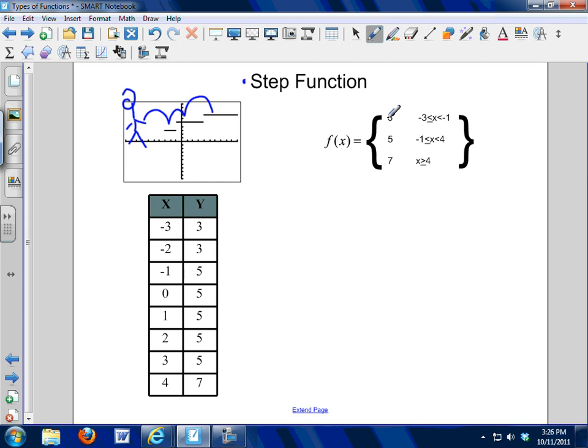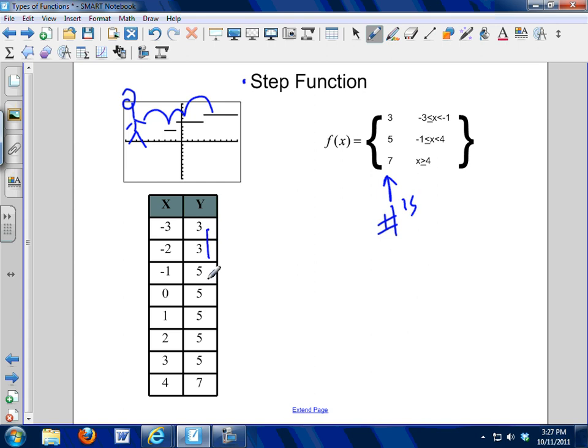The equations are going to be pretty much just some number. So between -3 and -1, it's 3, right there. Between -1 and 4, it's at 5. Anytime bigger than 4, we're at 7. So we just continue along. We make little steps. We have nice, usually horizontal lines, so these parts are usually numbers. And you can see the steps happening in the table.